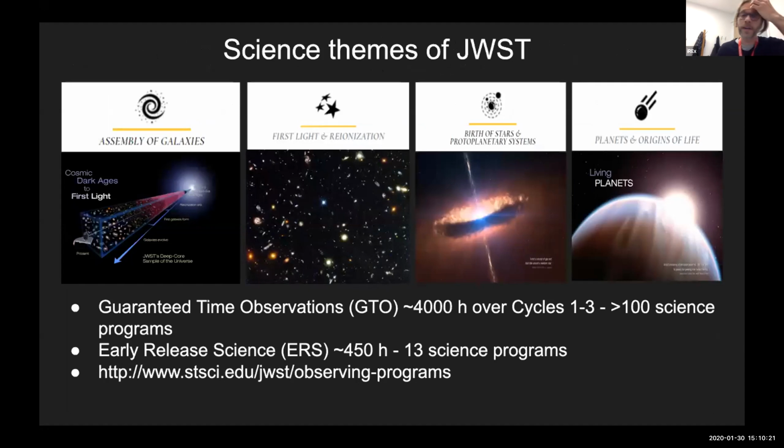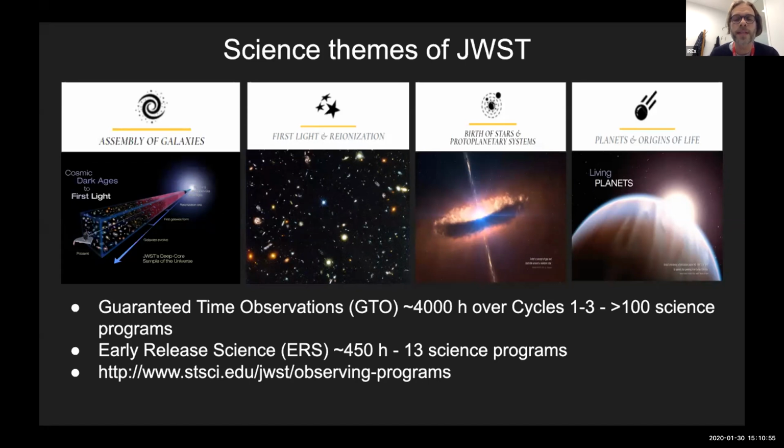And of course, with this diversity comes a lot of science themes that can be tackled with James Webb. Assembly of galaxies, first light and reionization, the birth of stars and protoplanetary systems, planets and origins of life. So there's a wide variety of things you can do. And I don't want to scare you away from applying, even though you may know that there's already allocated time on James Webb. That is the guaranteed time observations, the GTO.